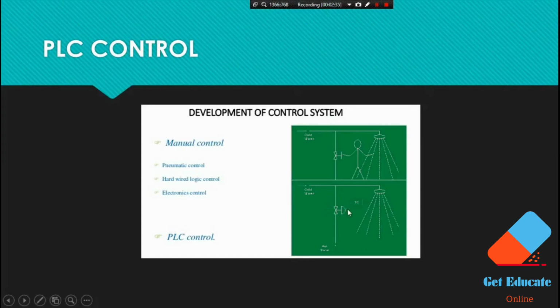So here there is no risk to a man's life if some catastrophic damage occurs. Here the risk to life is less, whereas in the manual system it is more.